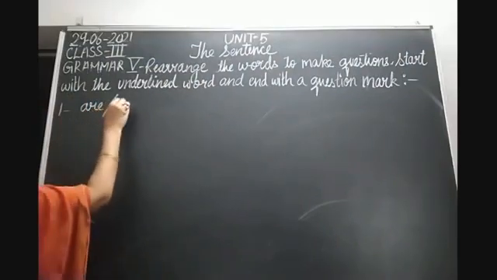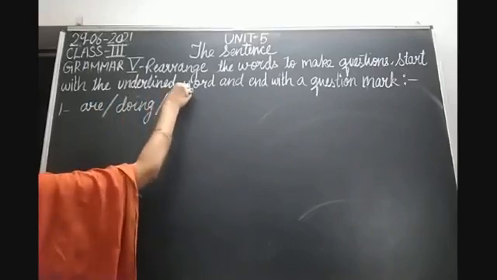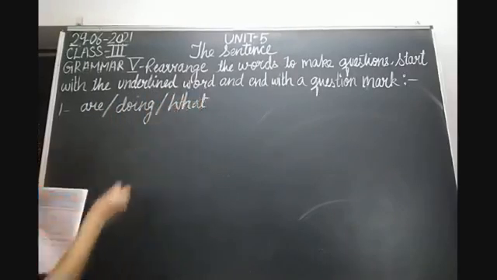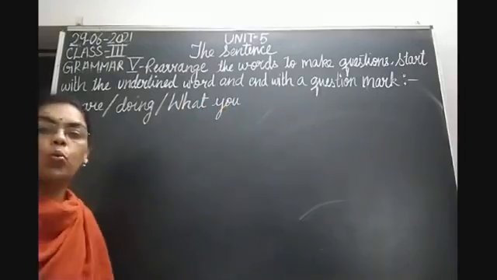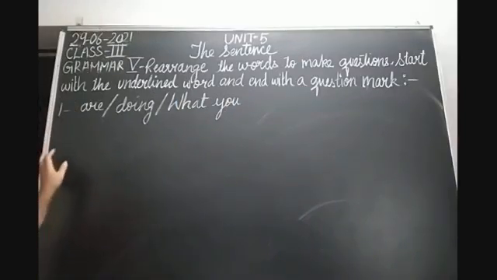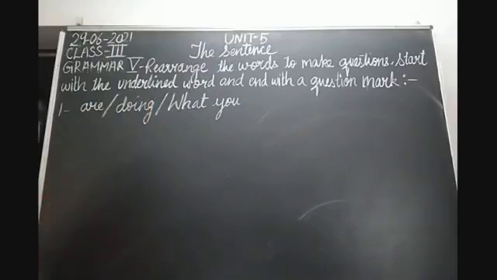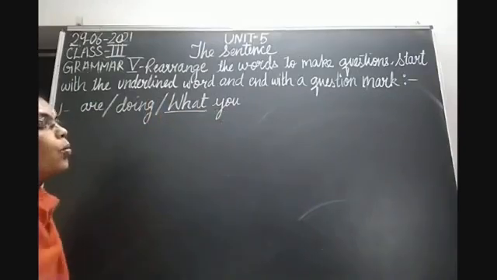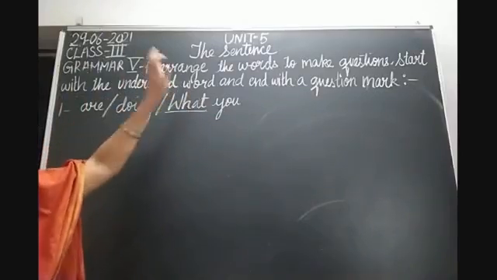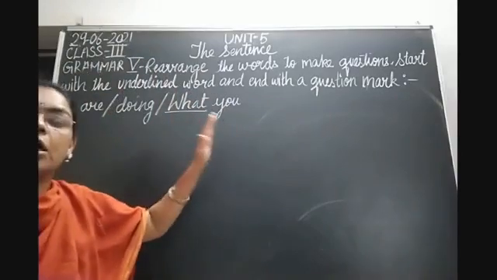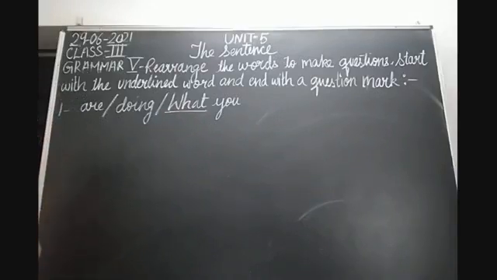Are, doing, what, you. Are doing what you. This is the jumbled order. Now we need to frame a question with these words and we need to start with the underlined word, what. Fine. And another instruction which is given is that at the end of this we need to put a question mark, because a question without a question mark will be incorrect.